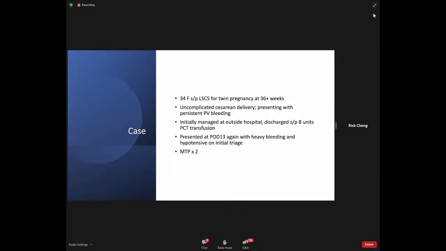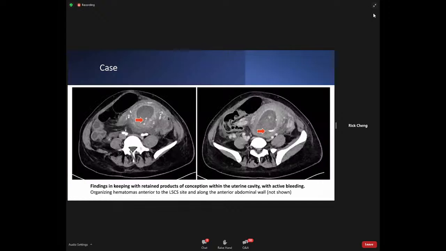She was initially managed at the outside hospital, was given 8 units of blood and subsequently discharged. She then presented again at post-op day 13 with heavy bleeding and was noted to be hypotensive on triage. Massive transfusion protocol was activated twice for this patient. A CTA was obtained to exclude or identify any potential sites of bleeding, considering that this is a secondary cause of postpartum hemorrhage.